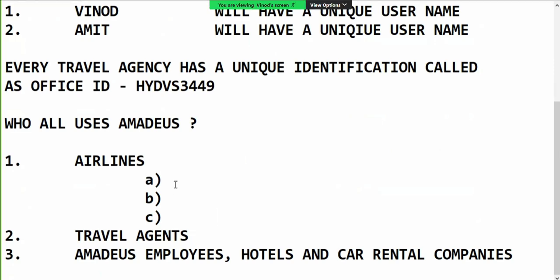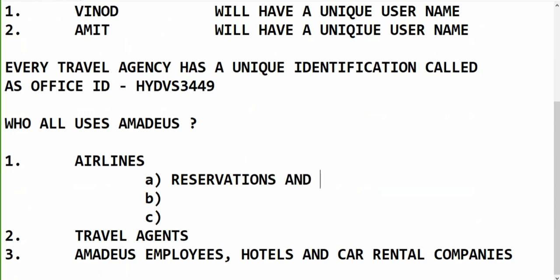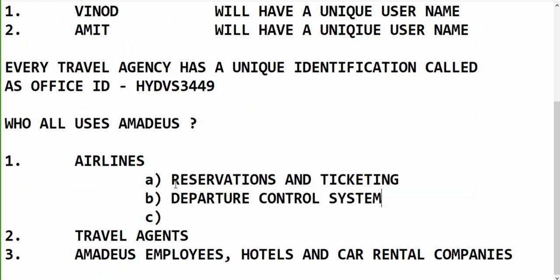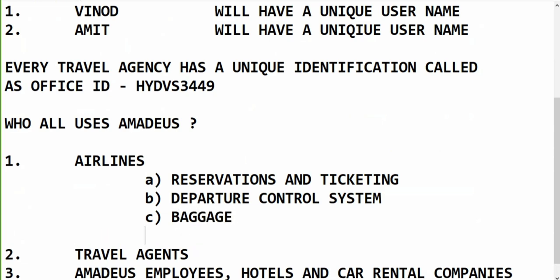Airlines also use it for reservations and ticketing, like how the travel agent is using it. Airlines may also use Amadeus in their departure control systems, that is airports, DCS. Airlines may also use Amadeus with baggage. And airlines have one more department, which is also called revenue management. That is the people controlling the routes, etc.